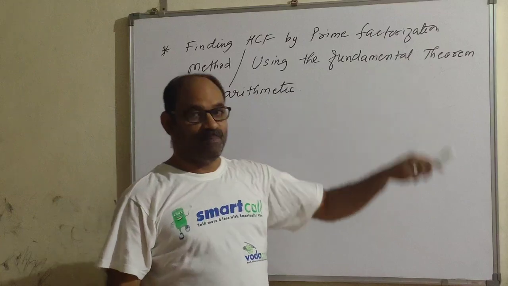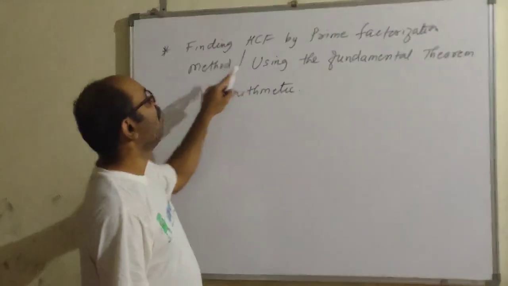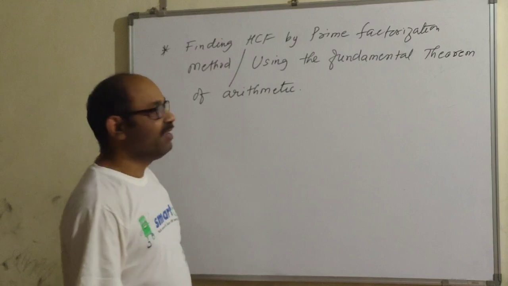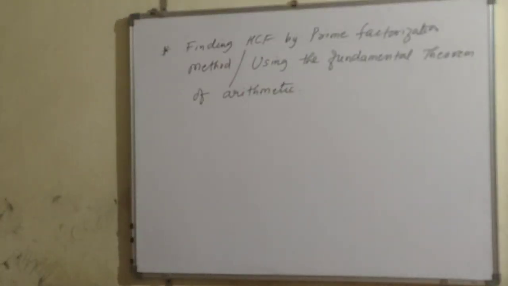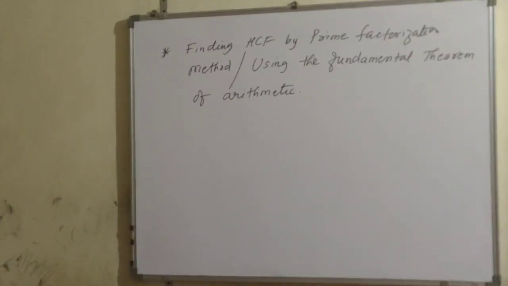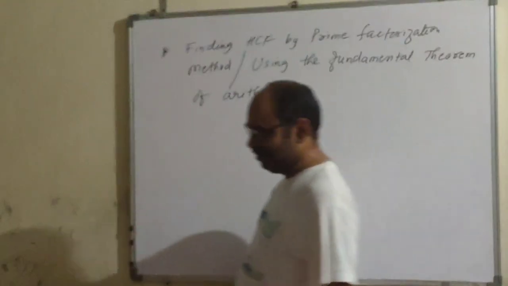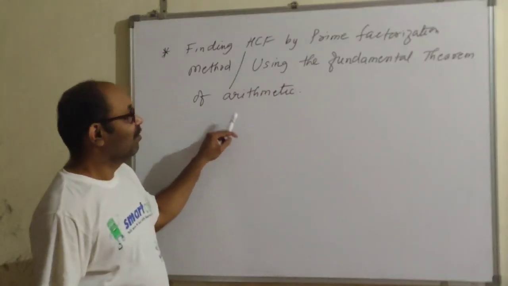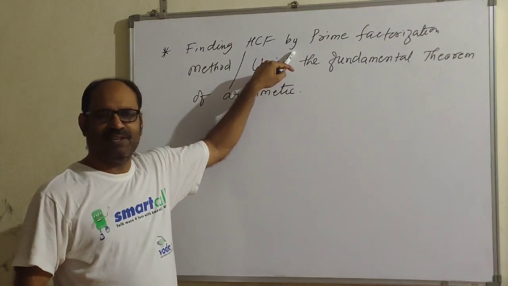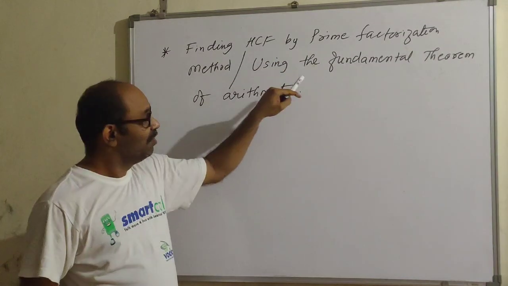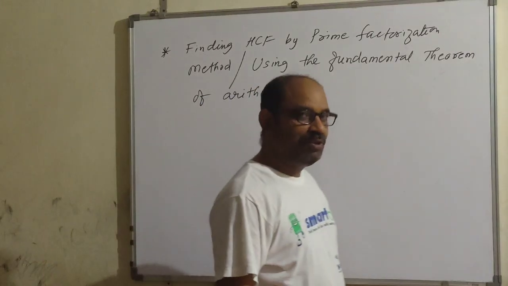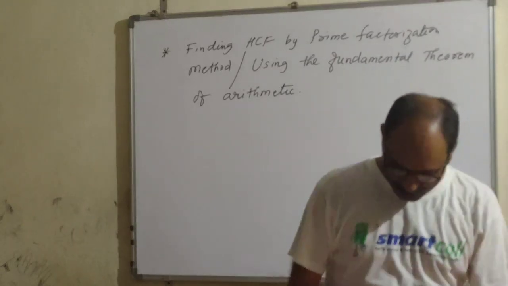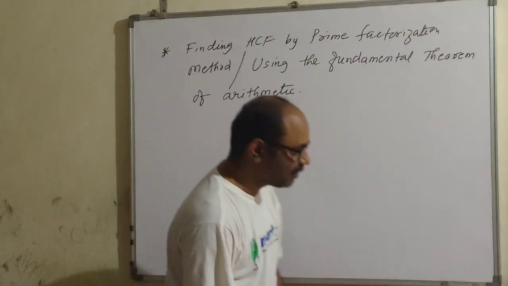Finding HCF by the prime factorization method or using the fundamental theorem of arithmetic. Now, you know how to find prime factors of any composite number. But now, what do you mean by fundamental theorem of arithmetic? We should see that first. Okay? So, just observe and understand.